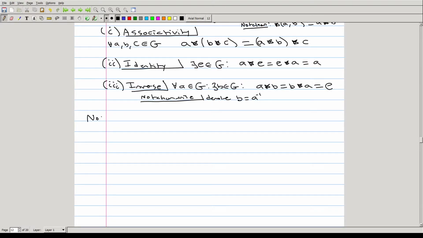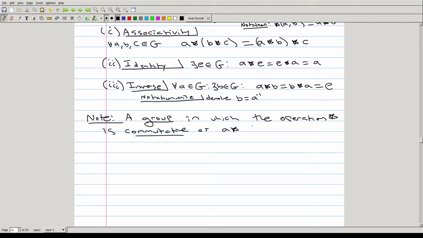So on a note here, this is a notation thing. A group in which the operation star is commutative, or A star B is equal to B star A, is called an abelian group.